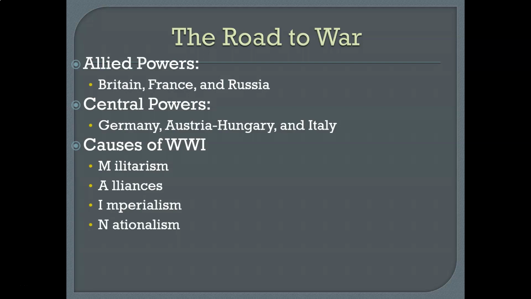Perfect example is the Russo-Japanese War that involved China that we already talked about. It brought them into the Triple Entente. Okay, it brought them to being involved with France and Britain and Russia.